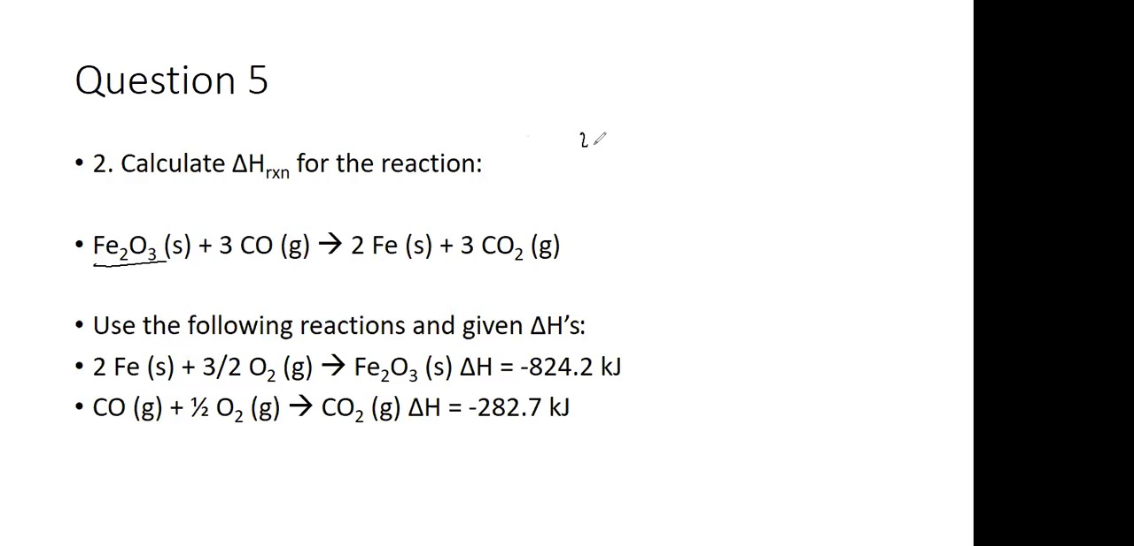So what I'm going to do is I'm just going to rewrite my first mini equation to have iron 3 oxide on the left part. So Fe2O3 goes to 2Fe plus 3/2 O2. When I do that, delta H flips signs because that's what I just did. I flipped my equation.